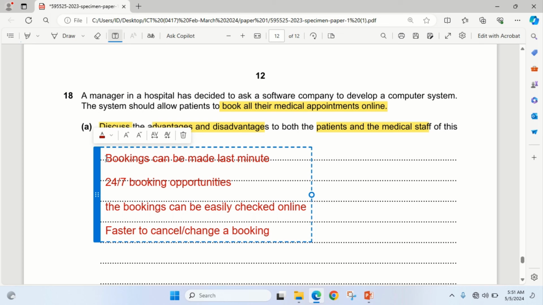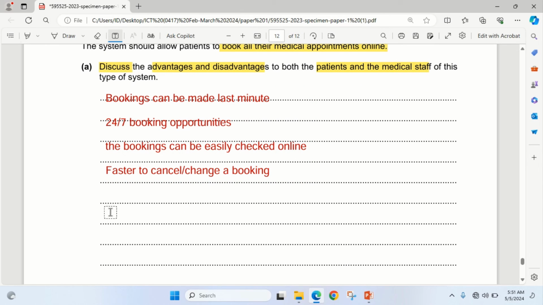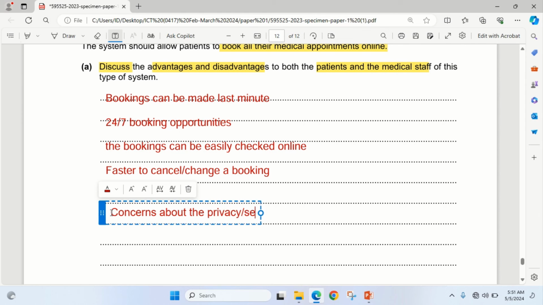So we have privacy or security of the data, because you cannot see the person filling the online form talking about appointment and all that. So you have concerns about the privacy or security of the data, because a third party person or company could intercept the data. They could hack the system and get access to patients' data or even medical staff data. So there is a privacy or security concern there.